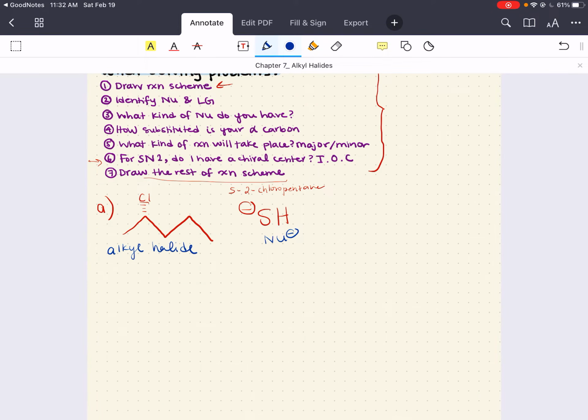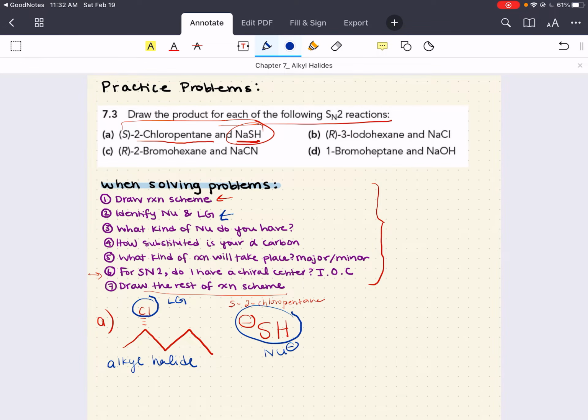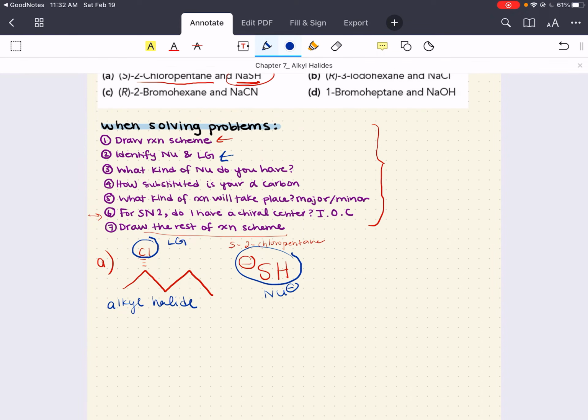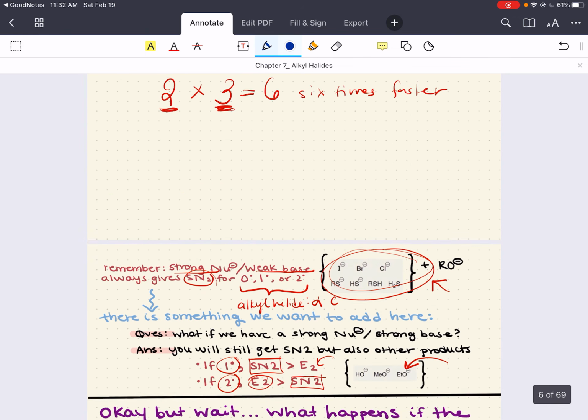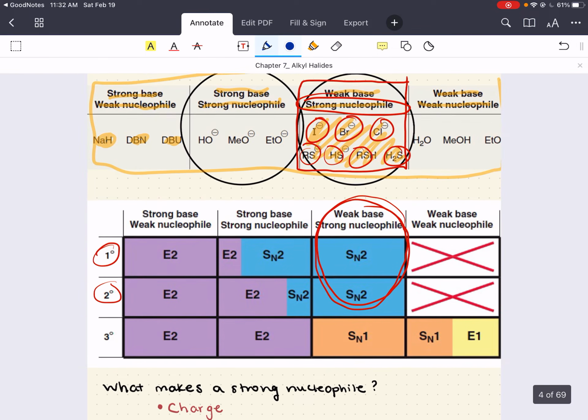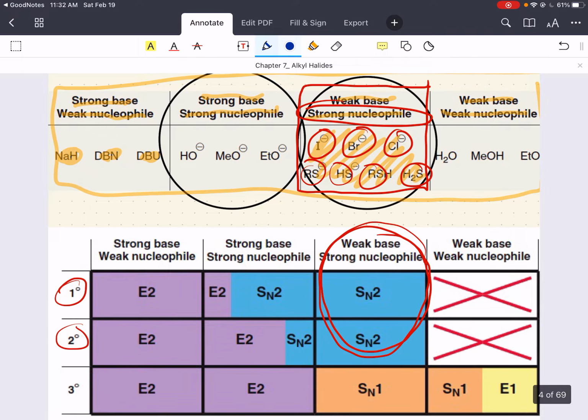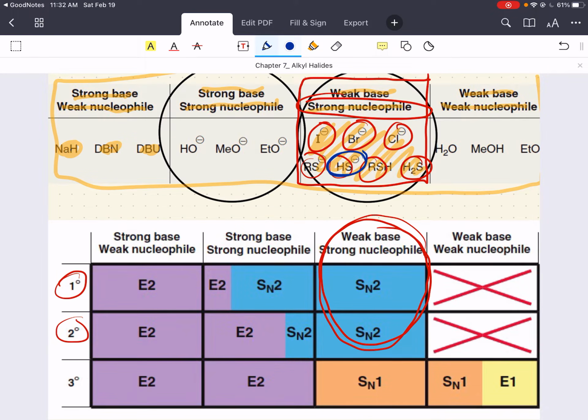All right, so that means for step 2, we've identified our nucleophile as this, and we know that the halogen is going to be our leaving group. Now, what kind of nucleophile do we have? The question tells us it's going to be SN2, but let's pretend we didn't know that. We can go back to our table. I'm going to scroll back to our table so we can get used to looking at it. SH minus. Hey, look, that is a strong nucleophile, weak base.